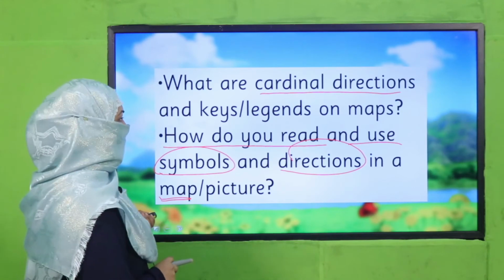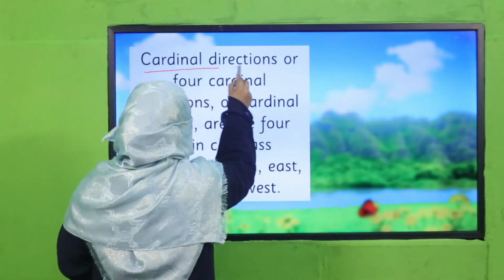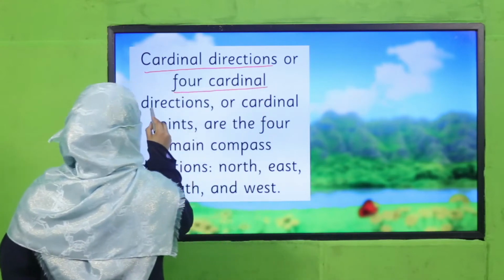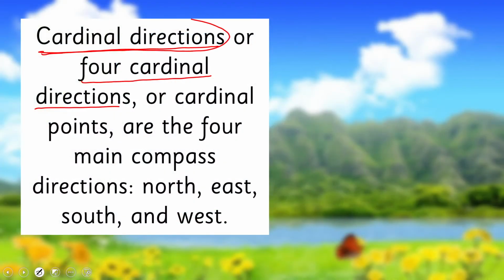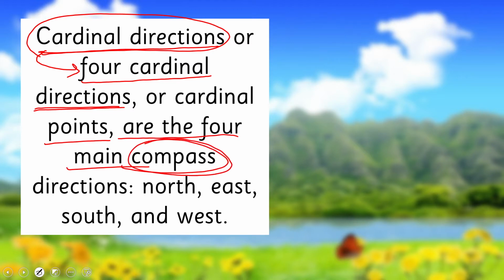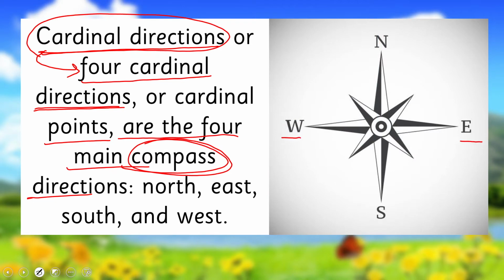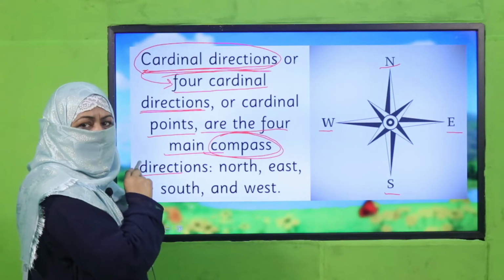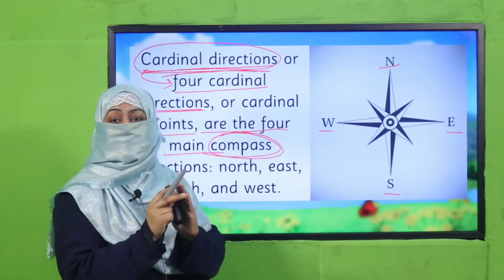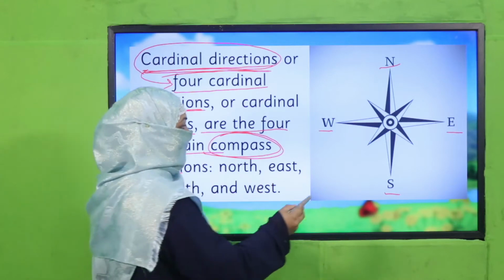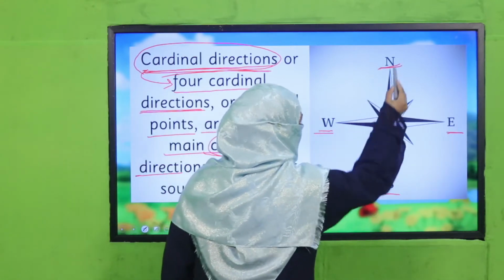Yes, my dear children, I hope you could recall the four cardinal directions. Whenever we say cardinal directions, it refers to the four cardinal points, the four main points on a compass. And what they are, here it is: east, west, north, and south. So whenever we want to follow a map, we use these cardinal directions, right? They are the four basic directions mentioned on a compass: east and west, north and south.